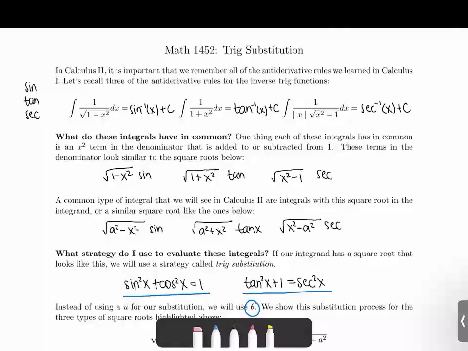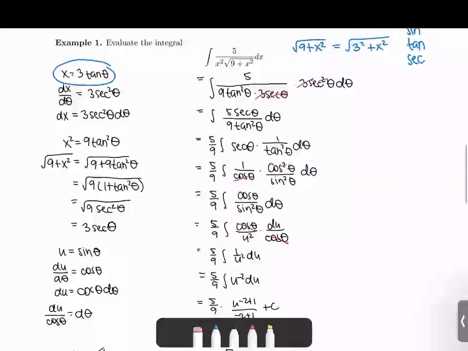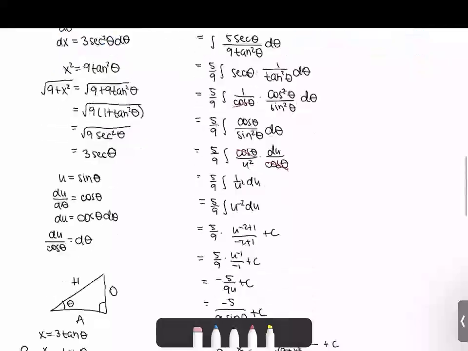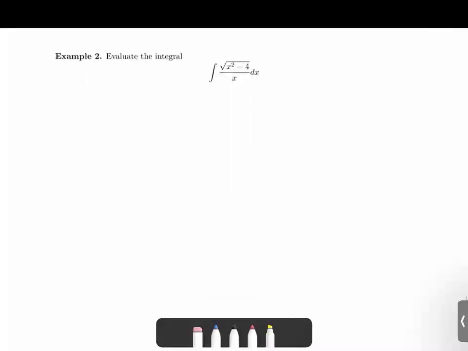So in the first video, we talked about what trig substitution was and how we're going to use it. In the second video, we looked at an example where we used trig substitution with tangent. And in this video, we're going to look at another example of using trig substitution, this time not with tangent.